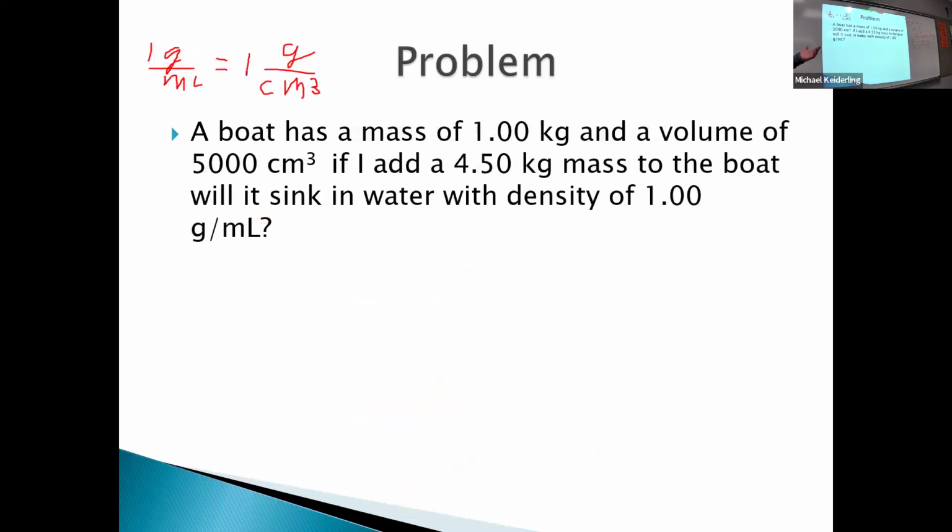Here we have a boat. It has a mass of 1 kilogram and a volume of 5,000 cubic centimeters. If I load this boat up with 4.5 kilograms of mass, will it sink in water with a density of 1 gram per milliliter? I'll definitely tell you the boat will float if you don't add the mass. This is a perfectly viable boat. But you put 4.5 kilograms of mass on it, will it still be able to float? That's the question.